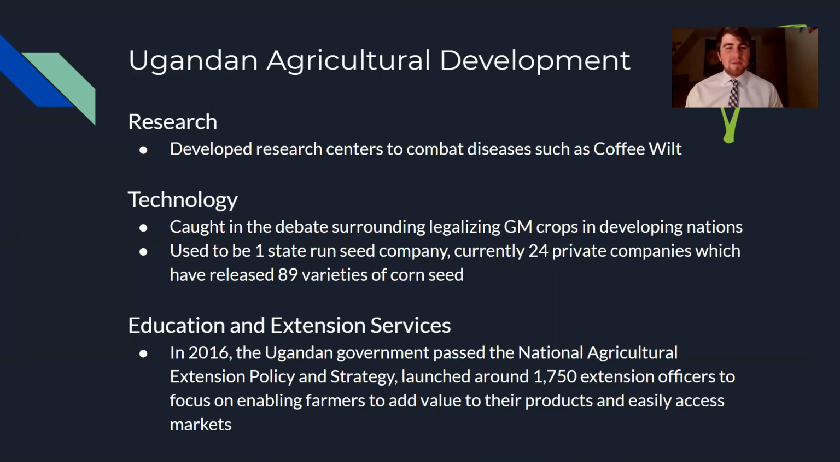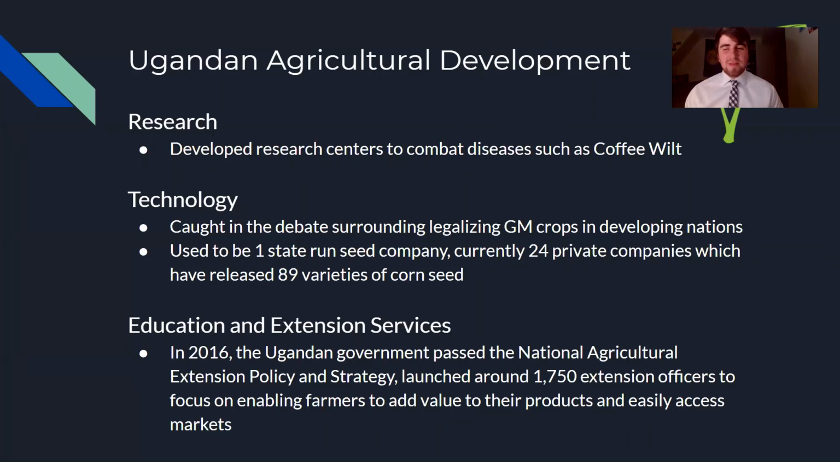I also found some new policies Uganda has been undertaking. They've invested in research, which is one of those factors we discussed earlier. They've developed centers to research diseases facing their cash crops, such as coffee wilt. They've also really focused on adopting new technologies to promote sustainable agriculture. They've been involved in the debate surrounding legalizing genetically modified crops in developing nations, which there are mixed opinions about.